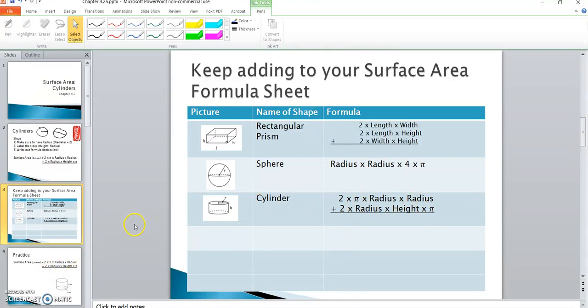Now, something I also didn't emphasize in the last couple videos was that you are going to be able to use the formula sheet for your homework as well as the chapter quiz. So make sure that you make this very neat and organized, and it'll certainly be helpful for the assignment and quiz.